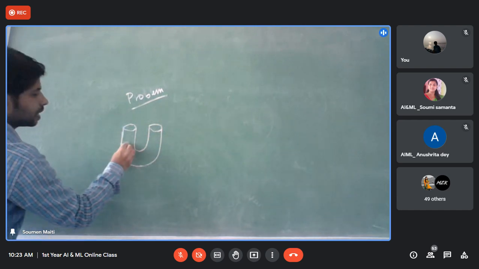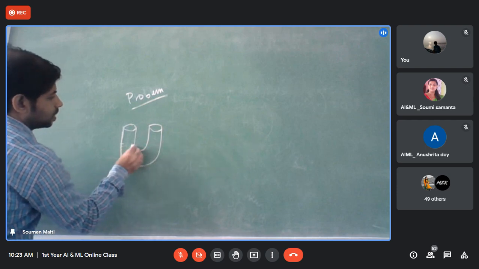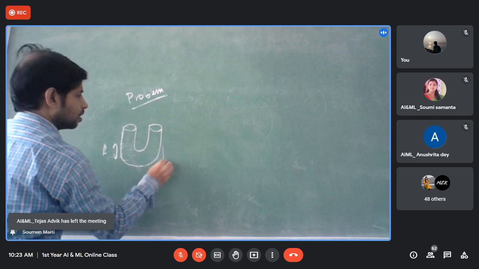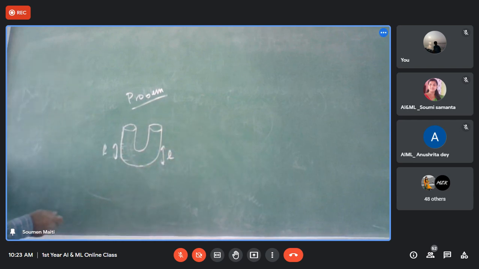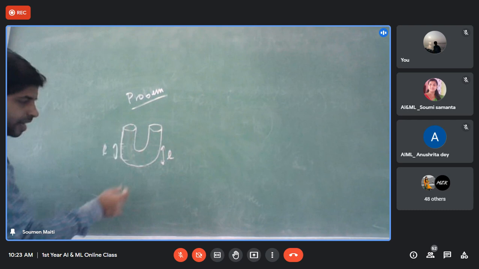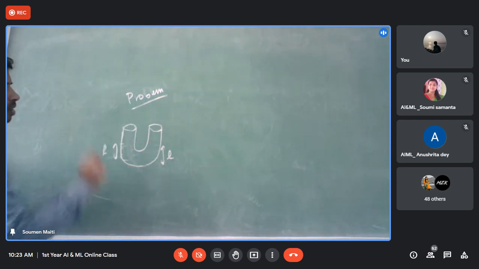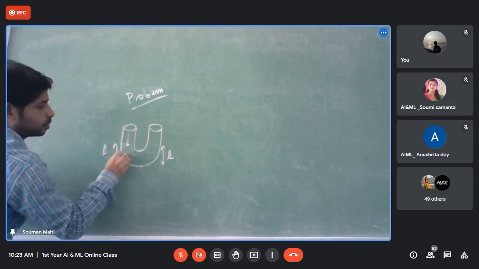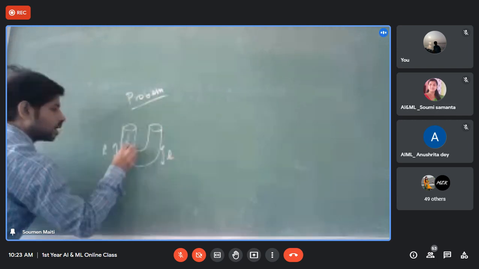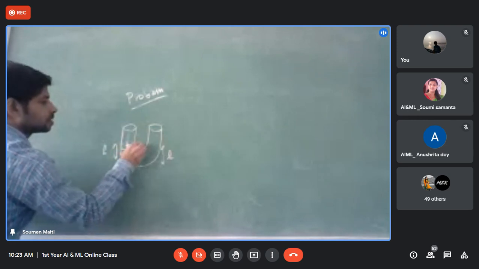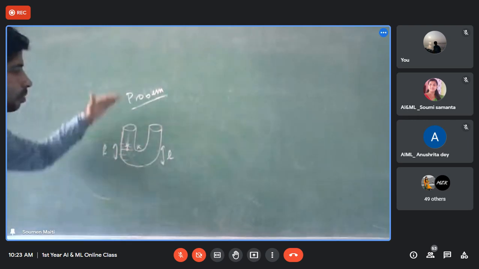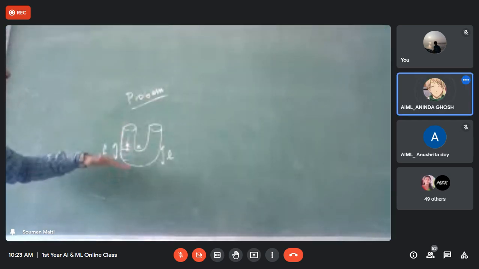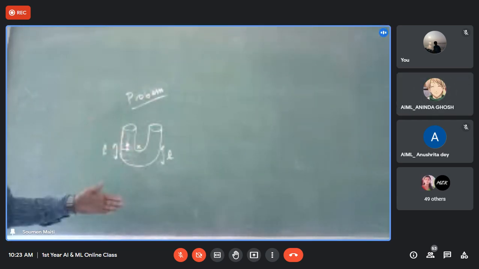Initially, the length of the water is fixed in both arms, and this is L, and this is L. This bending is negligible, so you can ignore it. Now, whatever I push the liquid by x amount, if I push the water down on one side, it rises on the other side.